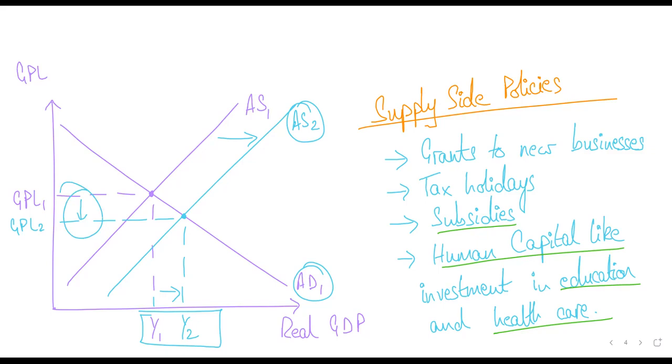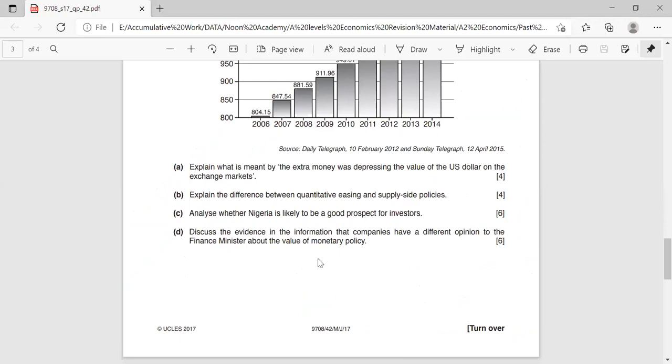Supply side policies focus on aggregate supply, and in supply side policies, the real GDP is increasing and inflation is also decreasing, whereas in demand side policies, which are monetary policy and fiscal policy, your real GDP does increase, but at the expense of higher inflation. Is it making sense? Is everything clear? Any confusion? Right? What's the next question?